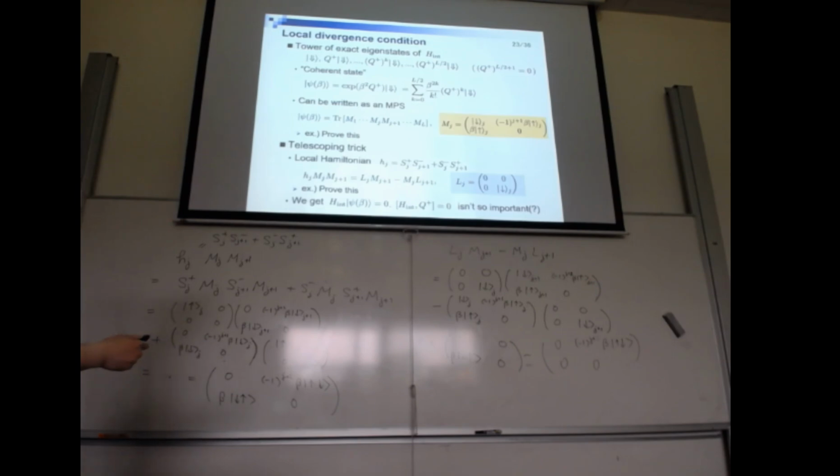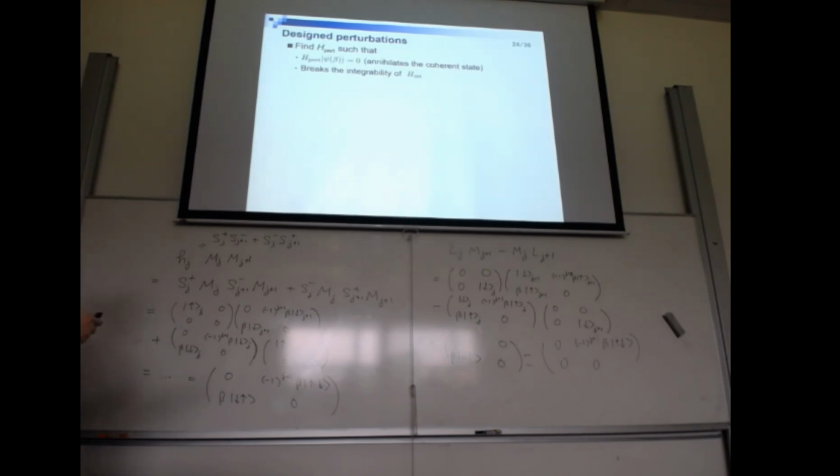Now, so far I've been just talking about the integrable XY model, so it has nothing to do with scars. So now let's perturb it to make it non-integrable. We need to find a designed perturbation such that H pert annihilates this psi beta, and it breaks the integrability of the original Hamiltonian. And now, to find such a designed perturbation, let's look at the local structure of the MPS.